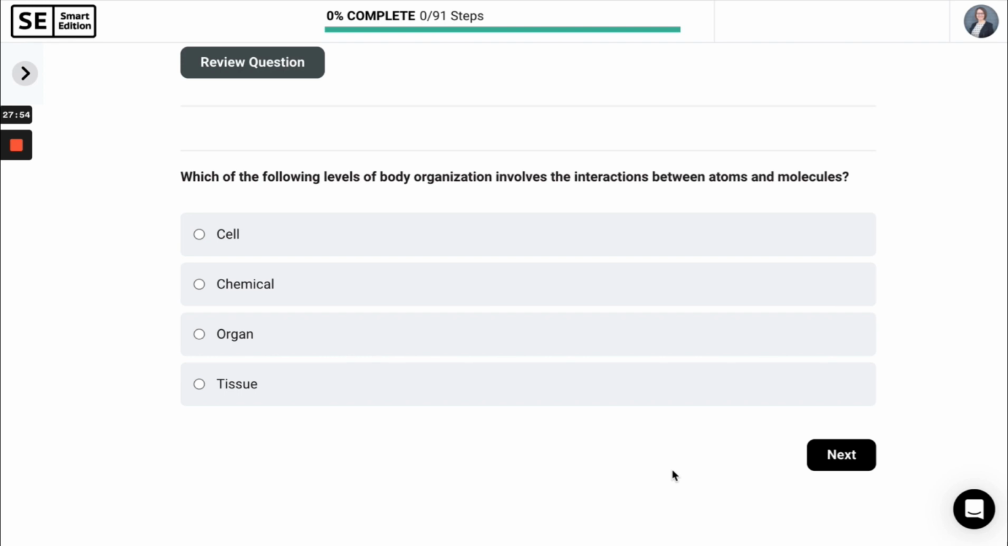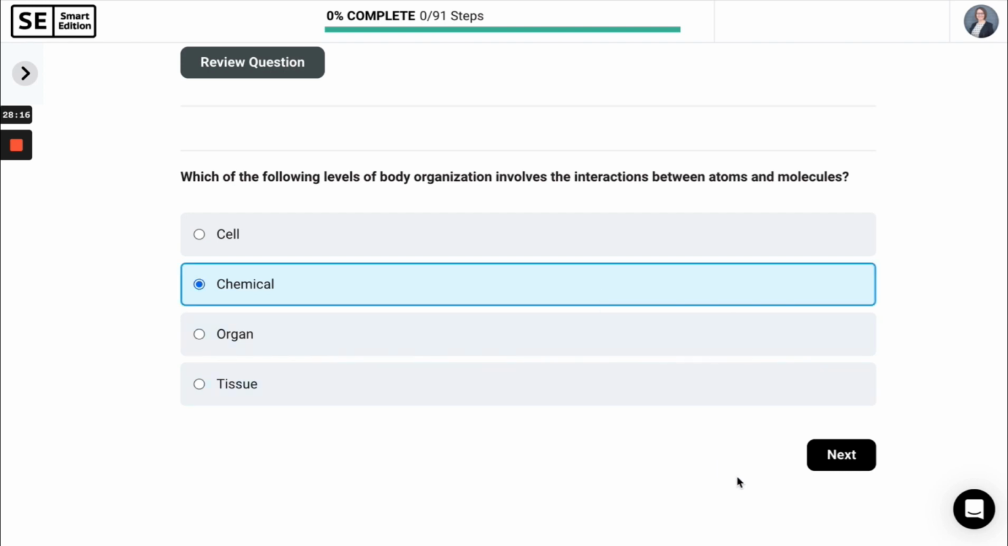Which of the following levels of body organization involves the interaction between atoms and molecules? Is it cell, chemical, organ, or tissue? The correct answer here is chemical. The chemical level involves interactions between atoms and their combination into molecules.